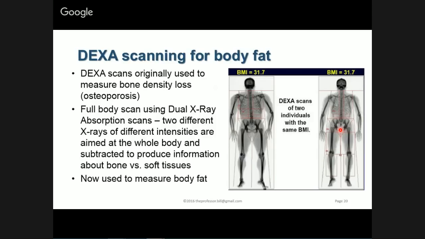Doesn't measure visceral fat per se. It can tell you about visceral fat, but it's not looking only at visceral fat. It's just fat content overall in the body. Do you have any questions about this before I go on to the next section? No?